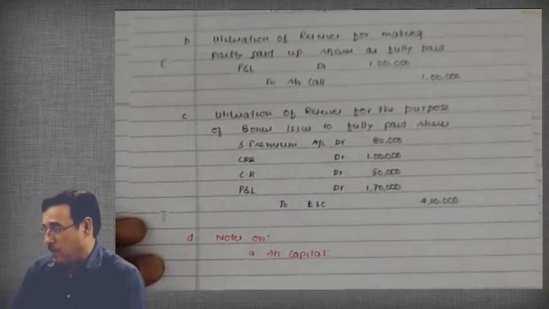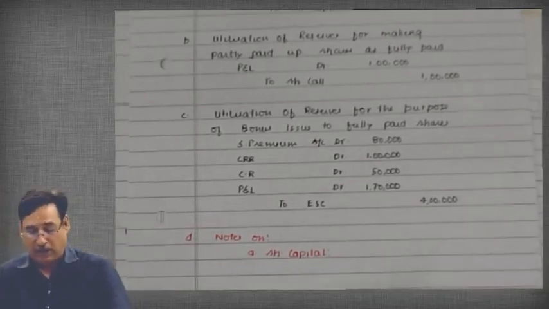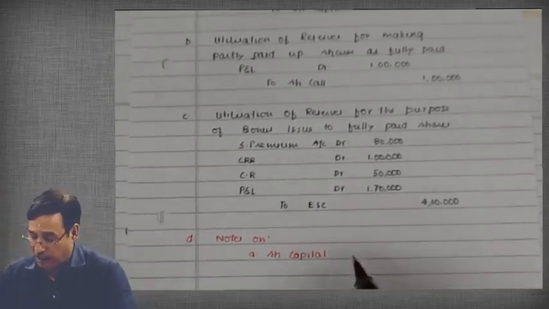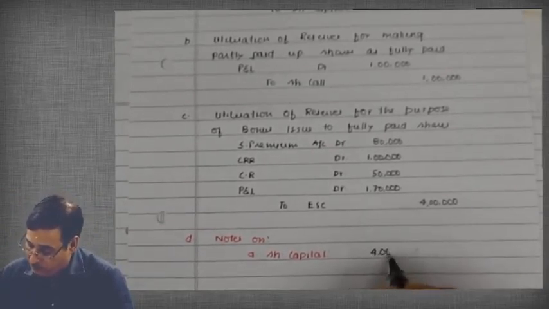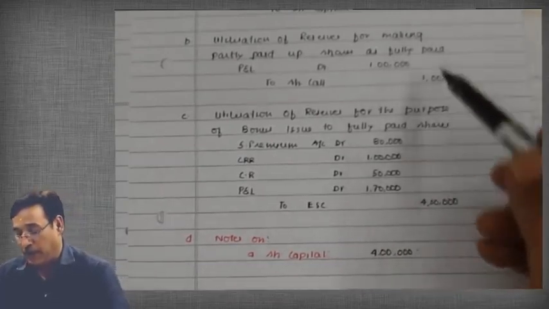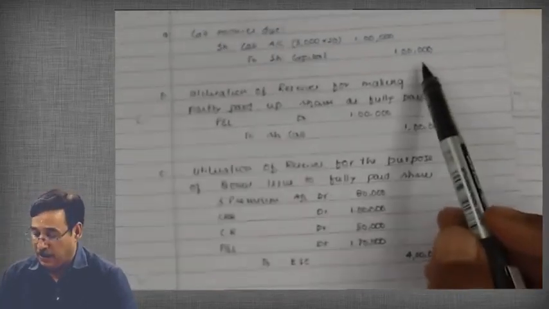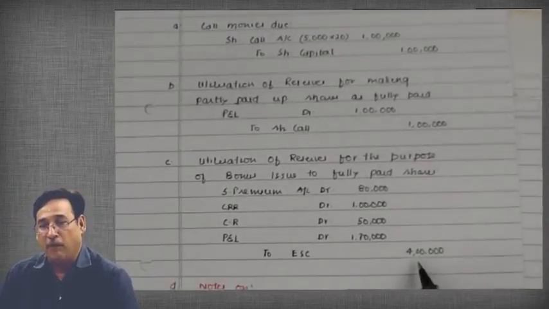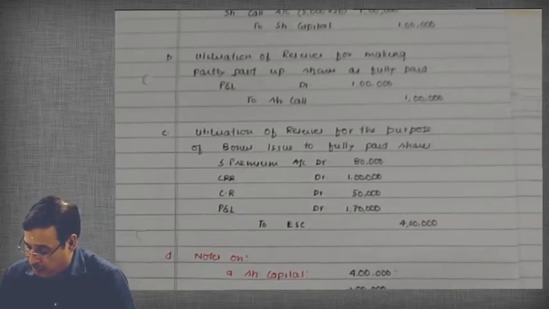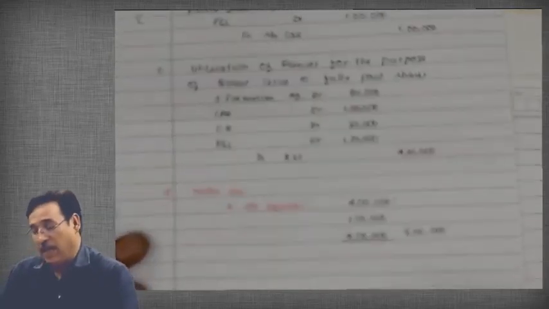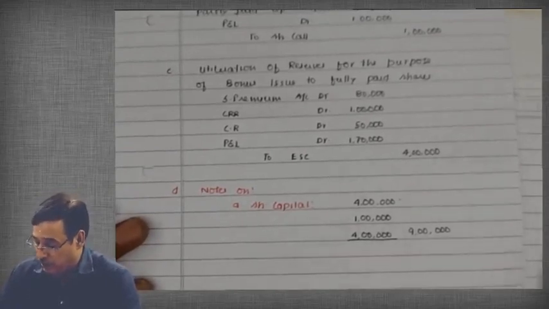Suppose I want to know what is the amount now after the bonus issue in the share capital. First of all look into the balance sheet. In the balance sheet your share capital is actually 4 lakh. Now look towards your entries. Share capital here is getting credited by 1 lakh and here it is getting credited by 4 lakh. So you add 1 lakh and you add 4 lakh. So we may say that after the bonus issue, balance in share capital now is equal to 9 lakh.